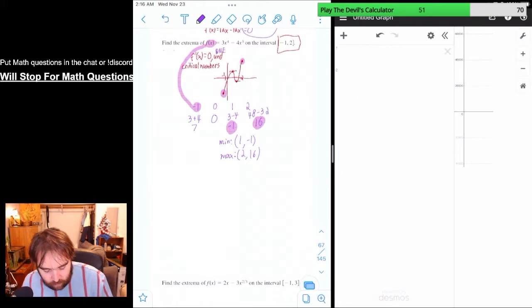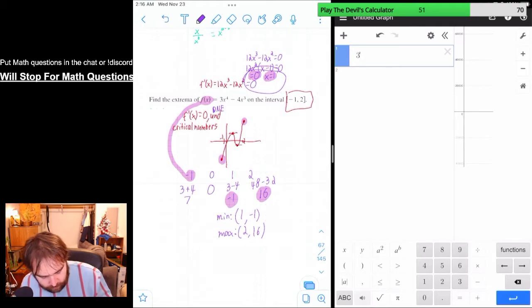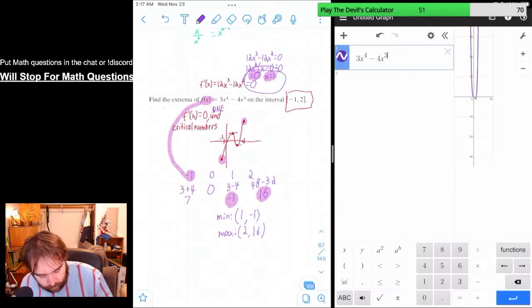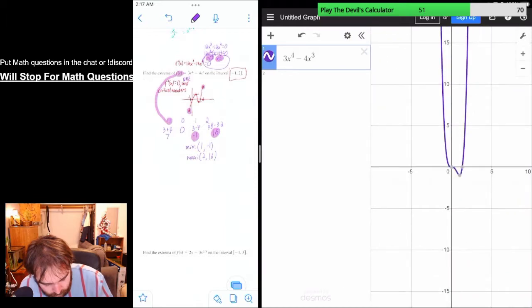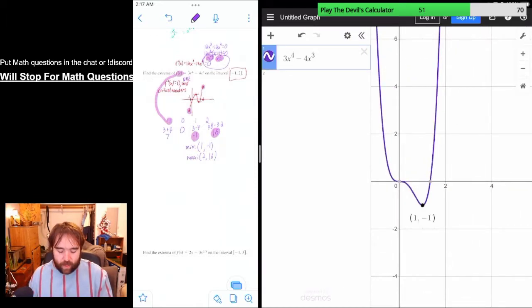So let's look at this graph and confirm what we found. Let's type in the graph: 3x to the 4th minus 4x cubed, and get it looking better. I hate that Desmos has been doing that a lot lately. There. So there we go. You see the lowest it's at is 1, negative 1.